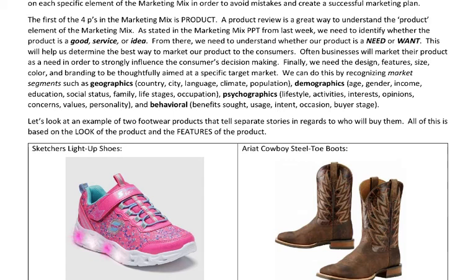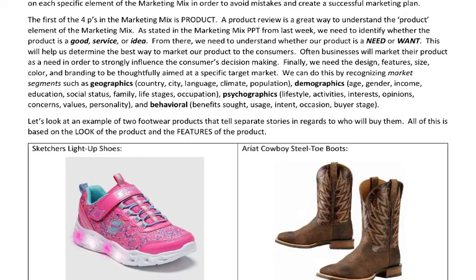All of these things are more focused on a younger age, right? And again, demographics play a big role in that, right? So demographics could also be age, gender, income, education, social status, family, life stages, occupation. Right, so all of these are part of demographics.